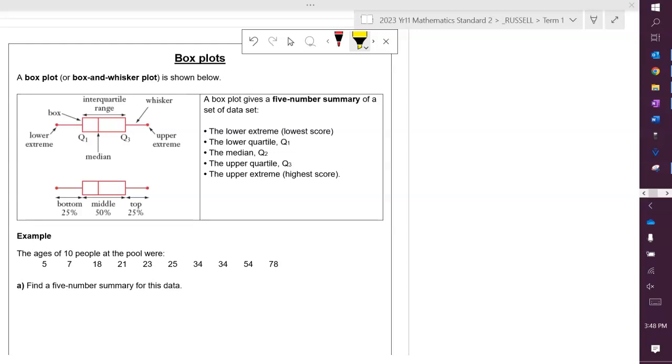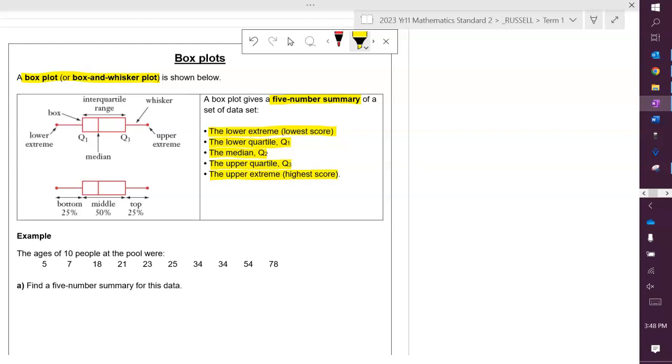This video is on box plots, or what can be called a box and whisker plot. A box plot has 5 main features, which we call our 5-number summary. So we have our lower extreme or our lowest score, lower quartile, the median or Q2, upper quartile Q3, and the upper extreme or our highest score.